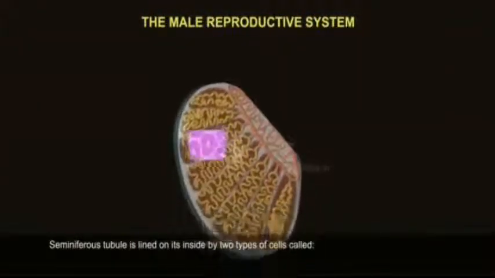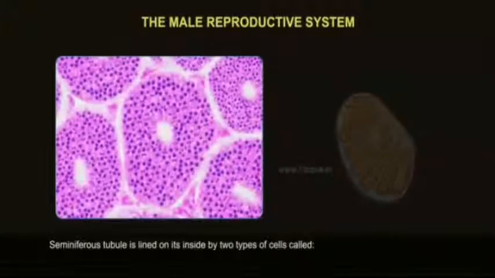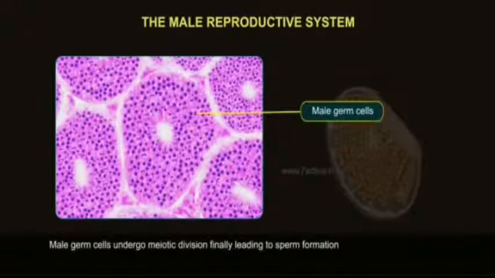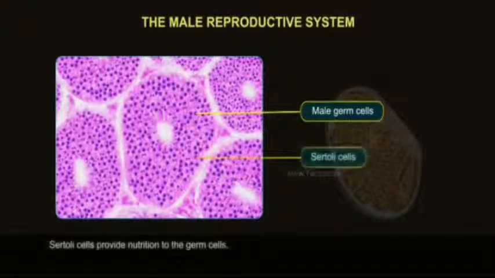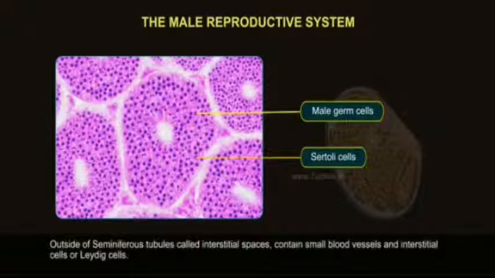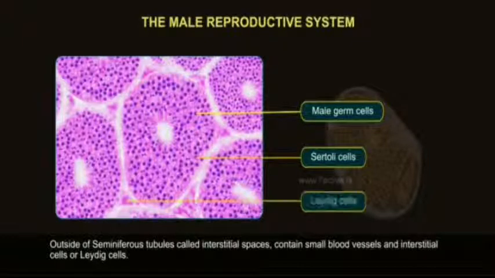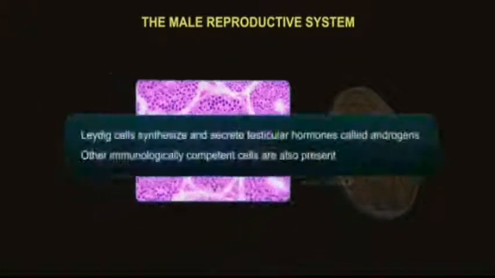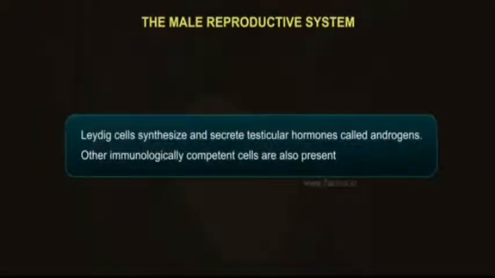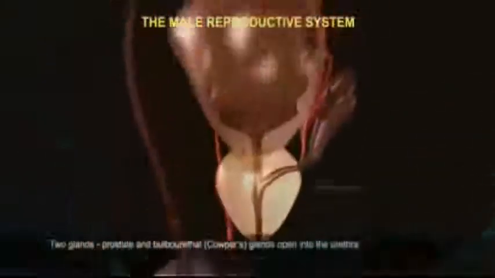Seminiferous tubule is lined on its inside by two types of cells called male germ cells, which undergo meiotic division, finally leading to sperm formation. Sertoli cells provide nutrition to the germ cells. Outside of the seminiferous tubules, called interstitial spaces, contain small blood vessels and interstitial cells or Leydig cells. Leydig cells synthesize and secrete testicular hormones called androgens.